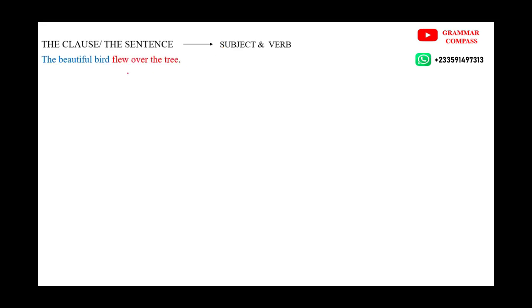For example, the beautiful bird flew over the tree. This group of words contains a subject, that is the beautiful bird, and what is being said about the subject, flew over the tree. Therefore, since we have both the subject and the predicate, we can say that we have a sentence. That is traditional grammar analysis.